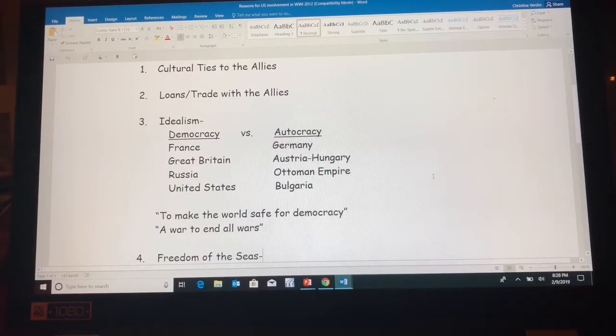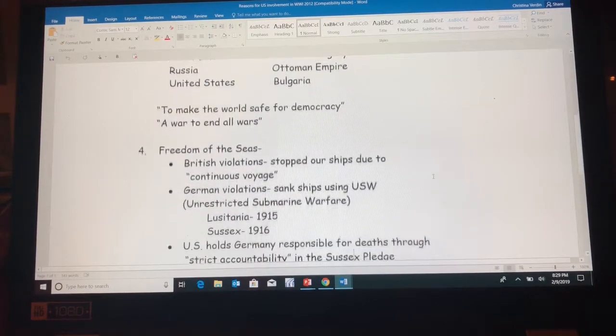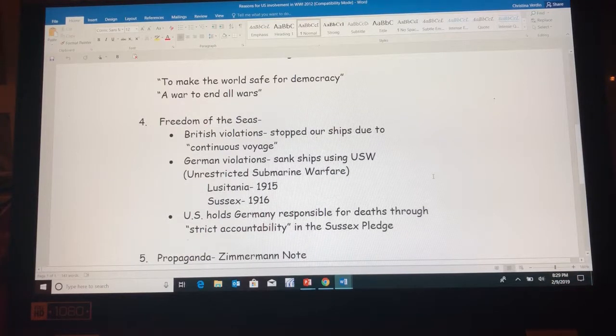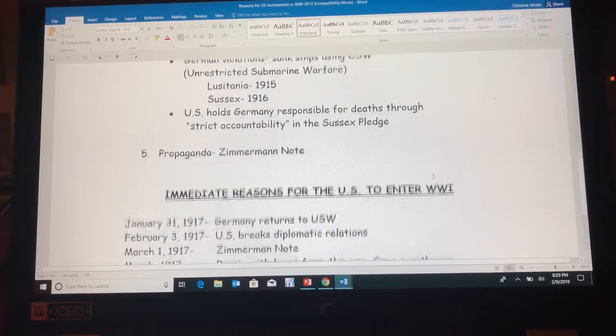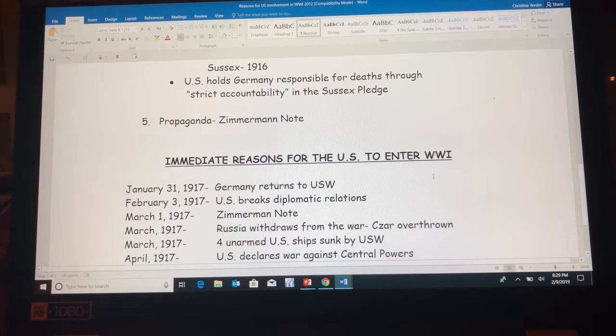Gosh, Wilson, he didn't think about how World War I is going to set up World War II. Freedom of the seas weren't really free, right? The British were having that blockade that stopped our ships from getting to Germany, so we couldn't trade with them. Germany kept on violating the international warfare laws in the sea, right? They kept on sinking ships, unrestricted submarine warfare. We've seen two of them, Lusitania and Sussex. The U.S. was trying to hold Germany accountable through the Sussex Pledge, not the British. And then we see the Zimmerman note, which I called the telegram. So the immediate reasons for getting involved in the war.